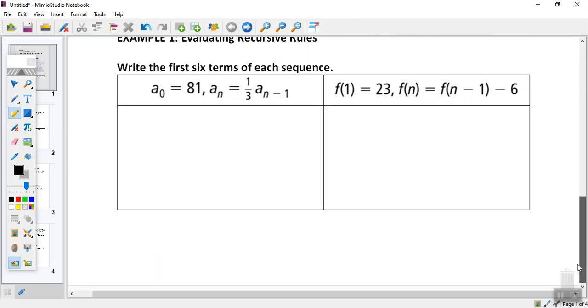Let's see what we have here. Ooh, write the first 6 terms of each sequence. You think we can do it, kids? Okay, what's a of 0 say? Okay, starts with 81, right? All right, no problem.